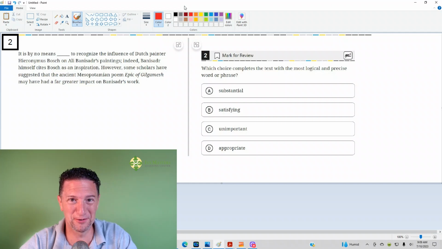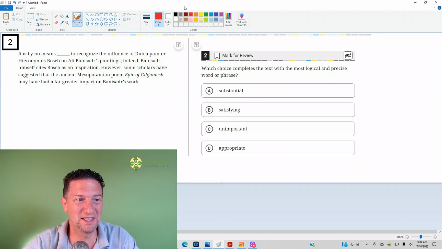Welcome to Ivy Masters Learning Center on ivymasters.com, and today we're going to look at the Digital SAT Test 1, Module 1, Number 2. This is from the Bluebook app.